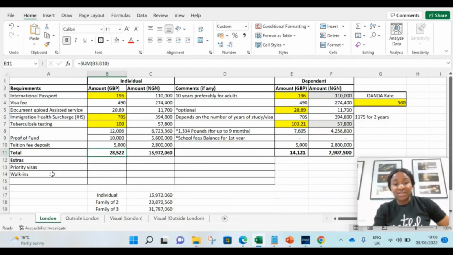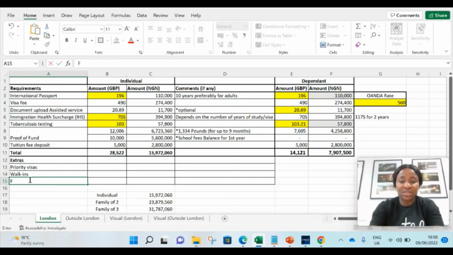I have not included things like flights. Oh, why did I claim flight? I had flights here before. So things like your flight tickets. So there are some extra things.